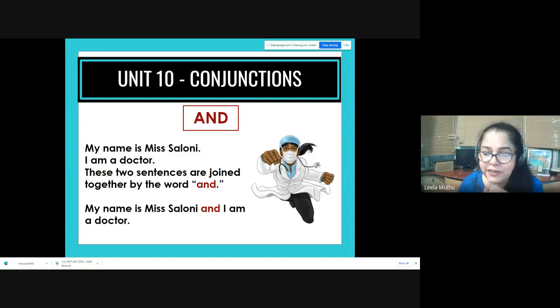So we have a doctor who's flying like Superman. And nowadays, when you think about it, all health workers, doctors, nurses are all supermen and superwomen because of the enormous amount of work that they do and the risks that they take for all of us. So let's talk about this doctor. My name is Miss Saloni.